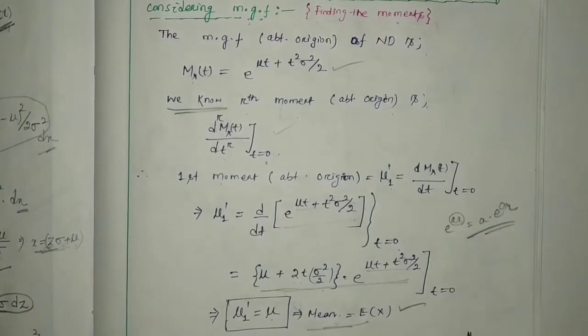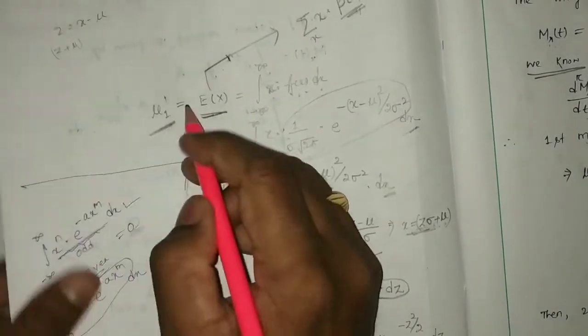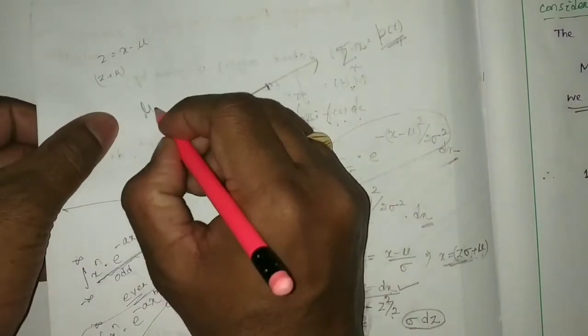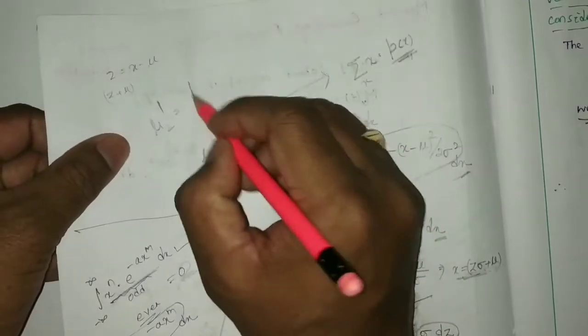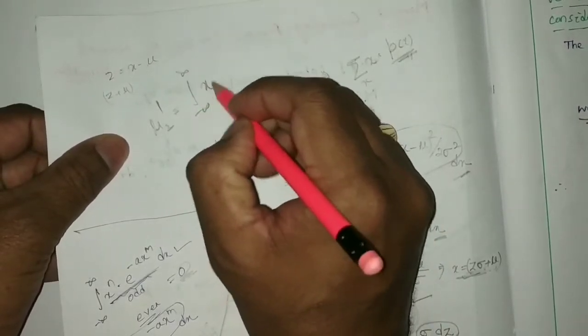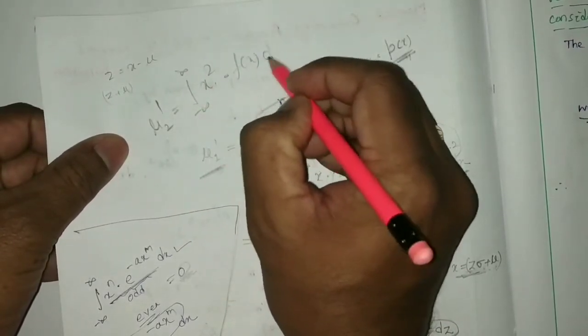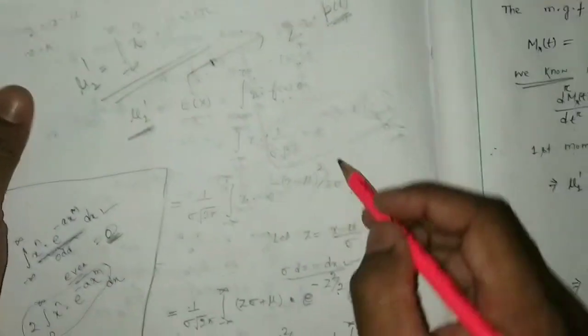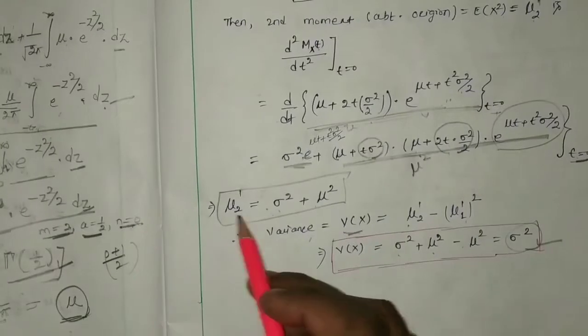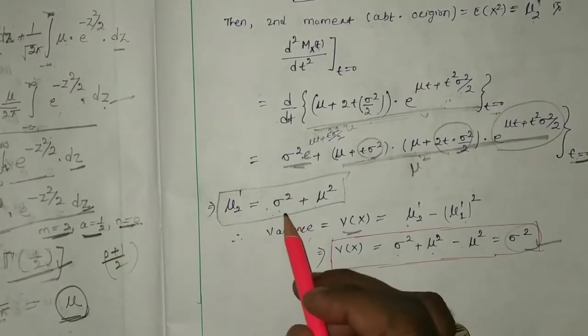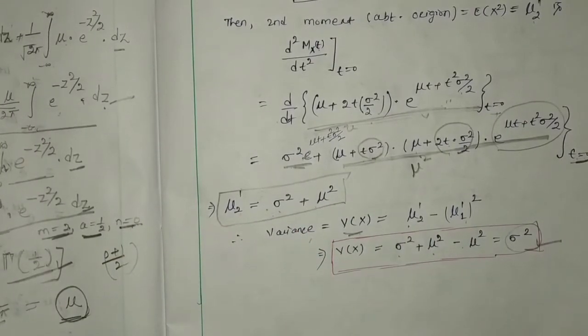so here we found the first moment, right? Likewise you can consider mu 2 dash, which is nothing but the integral from minus infinity to plus infinity of x square into PDF, and you have to follow the same procedure and you are going to get mu 2 dash, you can get sigma square plus mu square automatically.